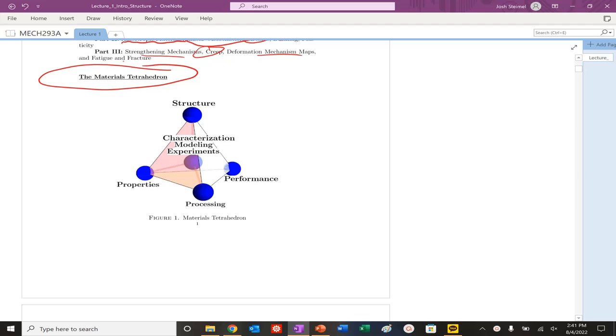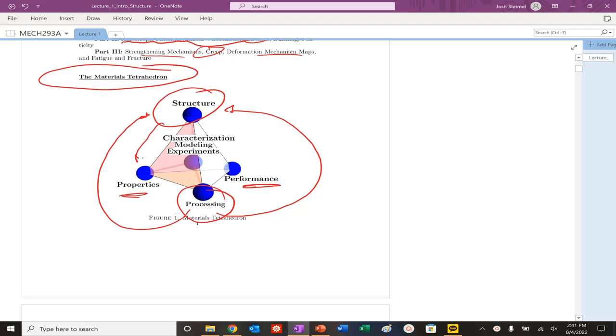One of the mantras we'll be hearing over and over again is that structure will dictate properties and performance, and we can perform different processes to impact or change structure, which then changes property and performance all over again. And we are at the center of this tetrahedron. We perform experiments, we do modeling, we characterize materials, so that's what we want to do.